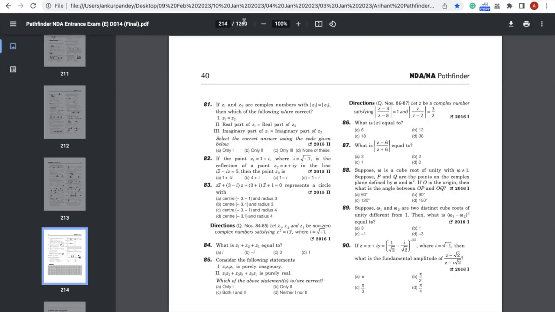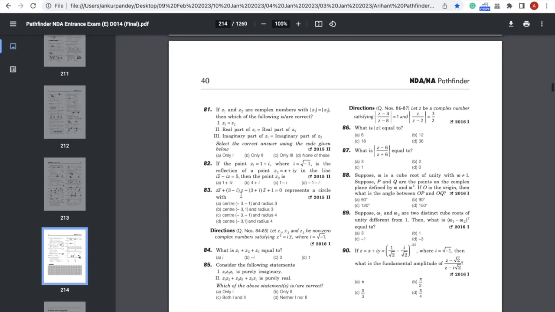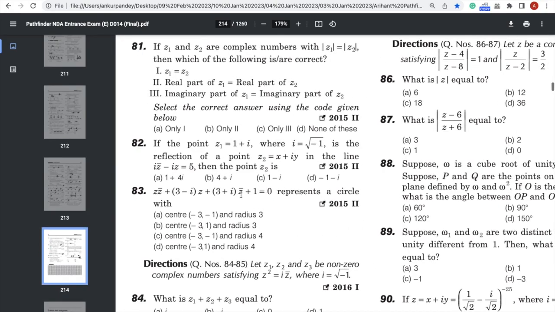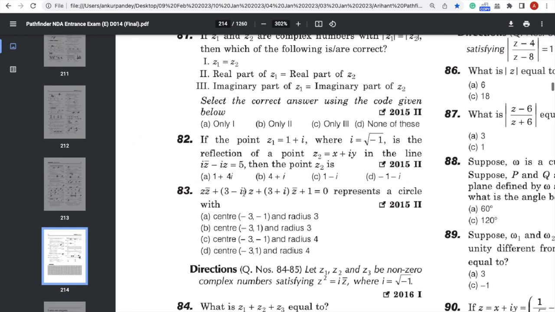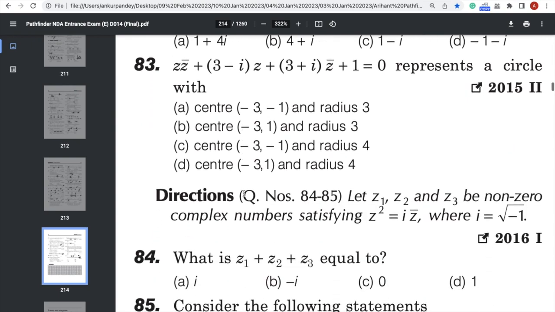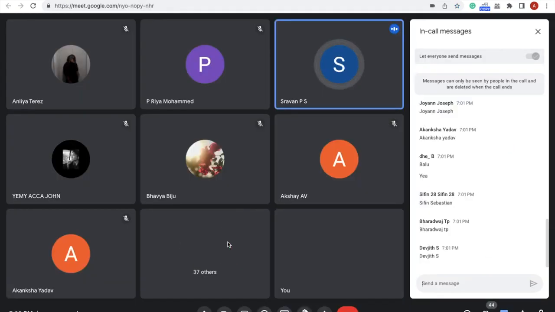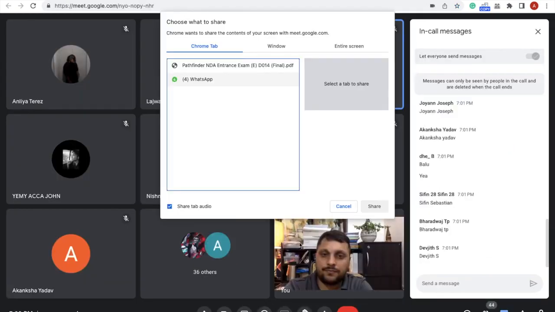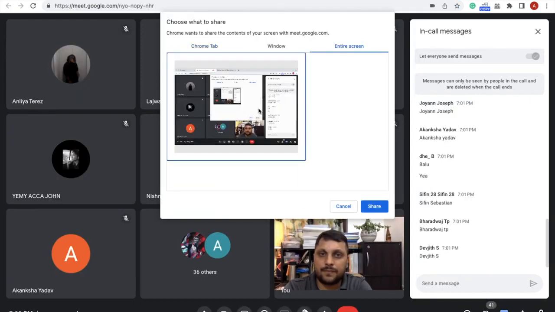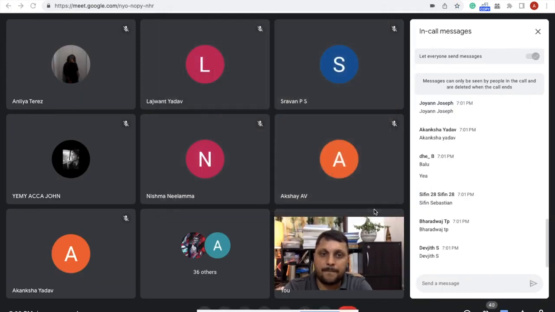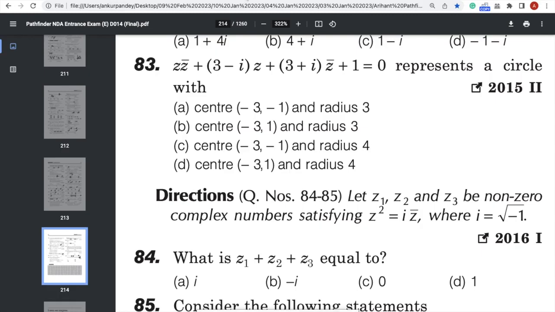Others can leave if you do not want to listen to the explanation. If you want to, you're welcome. No, sir, it's okay. Hi, all set? Okay, sir. Visible? Yes, sir.